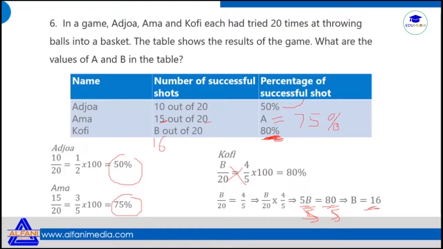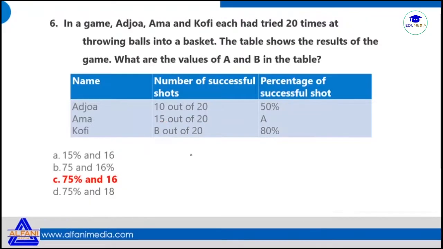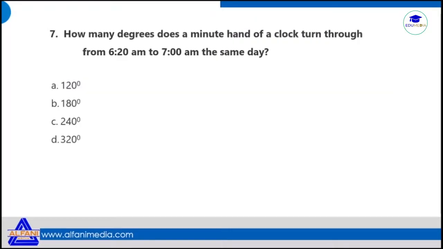So the answer here is B is 16, and A is 75, or that is A 75% and B 16. So the answer is here, C, 75 and then 16 for this. All right, so that is it.